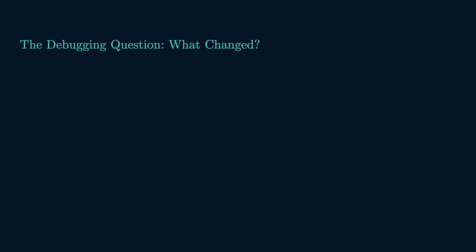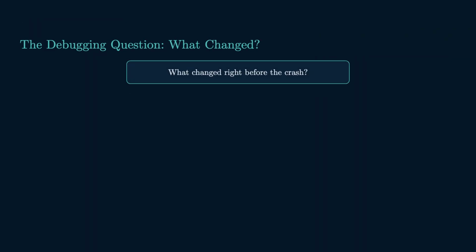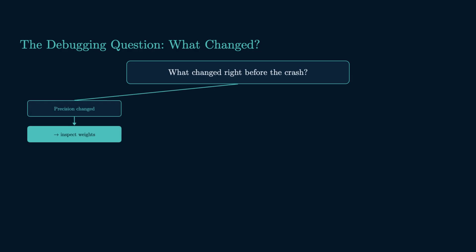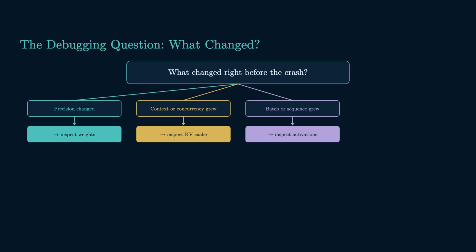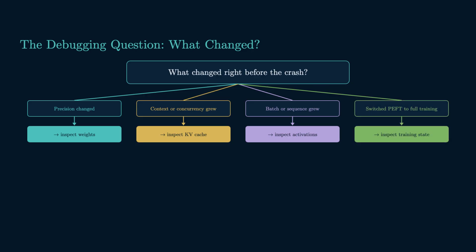The most useful debugging question is simply what changed right before the crash. If only precision changed, look at the weights. If context or active requests grew, look at the cache. If batch or sequence grew during training, look at activations. And if you switched from adapters to full training, it's the fixed training state.